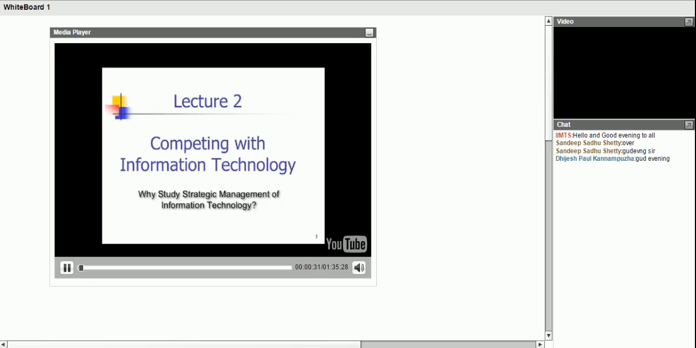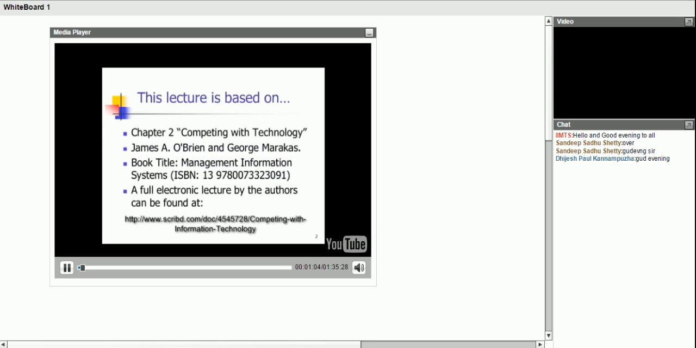And I just went over an overview of the syllabus, overview of the assignments, overview of the class. So today is actually the real first lecture of the course. And it is the PowerPoint slide set lecture 2, competing with information technology, why study strategic management of information technology, the name of the course. So this is really an overview of a lot of the topics, and you can kind of think of it as the outline in some different ways. But talking about the strategic advantage that information technology can add to almost any business.